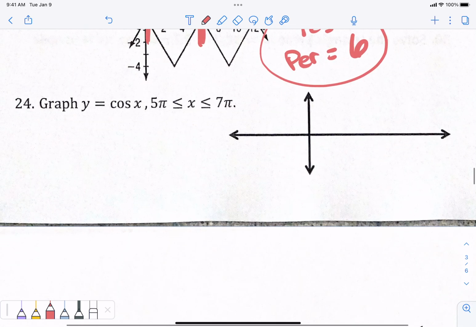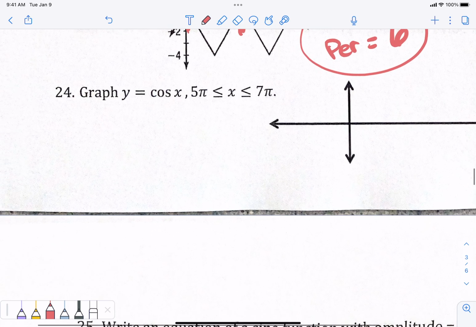Next. This is when it gets hard, folks. This is the hard part. Okay. We're graphing cosine of x, but we're doing it between 5 pi and 7 pi. You'll have a problem like this. It may not be cosine.